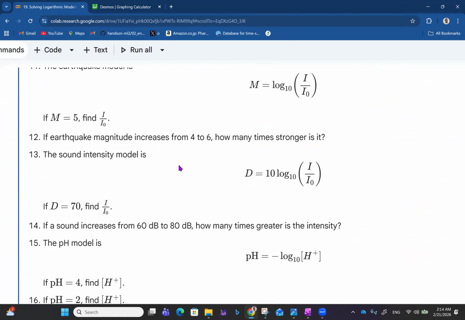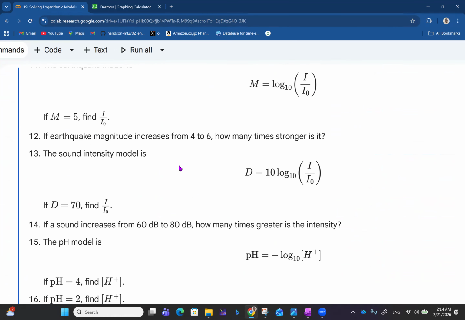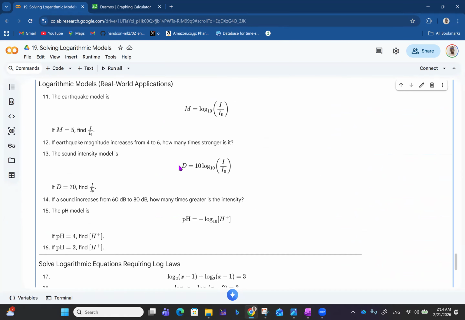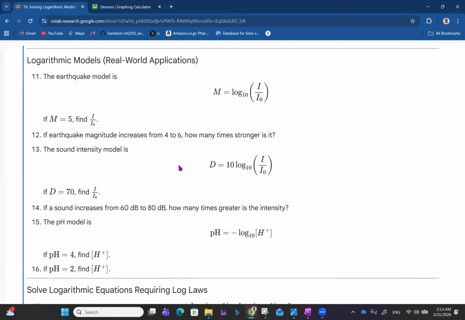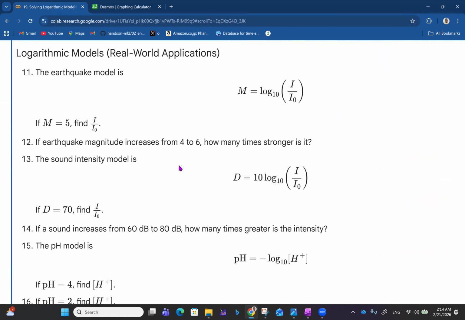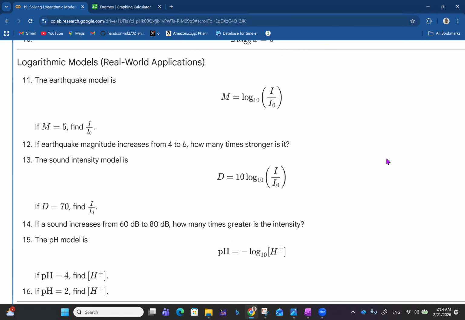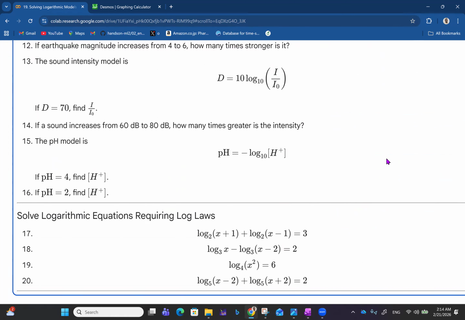So be sure to try all the questions. This 1 to 10, and then we have the rest. Okay, these ones are too much to show at once. So you have 1 to 10, then you have 11 to 16 here, talking about some real world applications, and then you have 17 to 20 here.